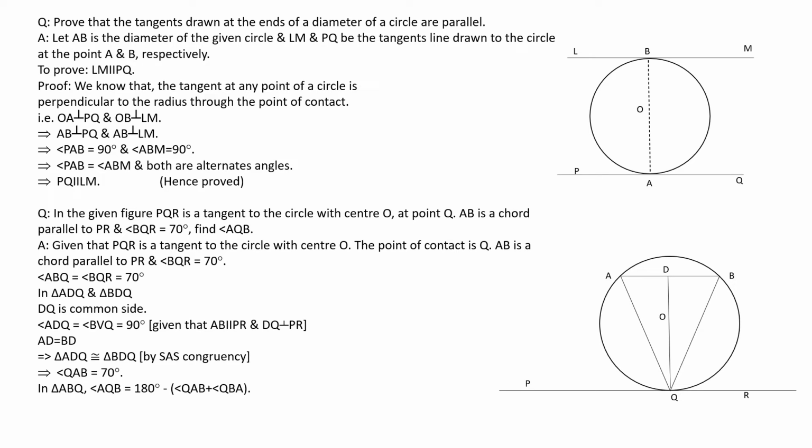Now in triangle ABQ, angle AQB equals 180 degrees minus (QAB plus QBA), which is 180 degrees minus (70 degrees plus 70 degrees), which is nothing but 40 degrees. Hence, the value of angle AQB equals 40 degrees is the answer.